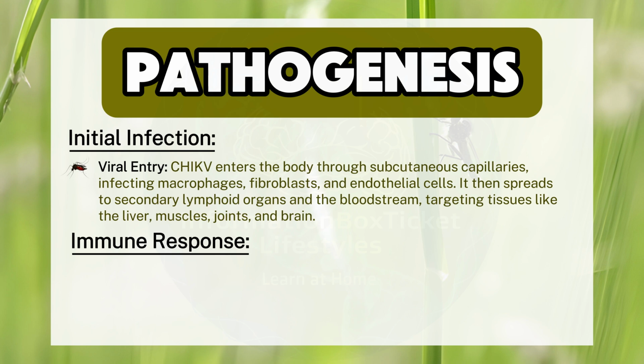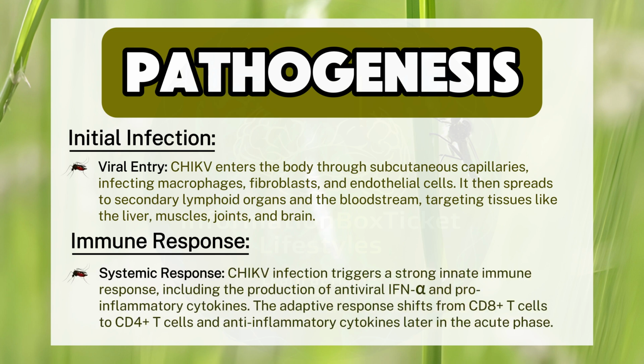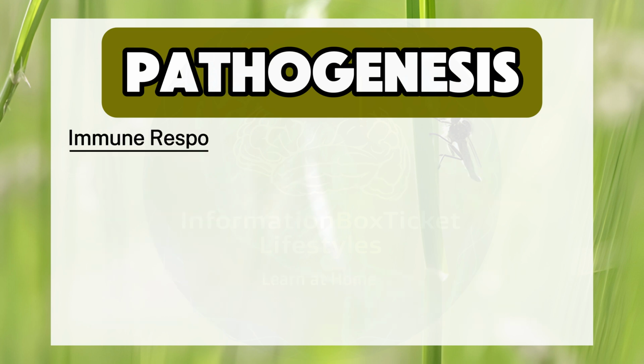Immune response. Systemic response. Chikungunya virus infection triggers a strong innate immune response, including the production of antiviral IFN-alpha and pro-inflammatory cytokines. The adaptive response shifts from CD8+ T cells to CD4+ T cells and anti-inflammatory cytokines later in the acute phase.